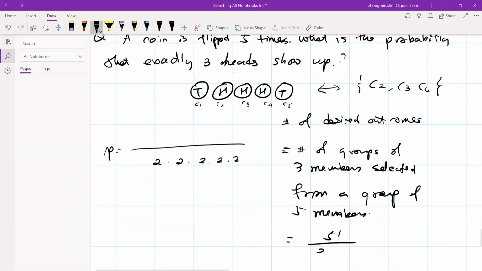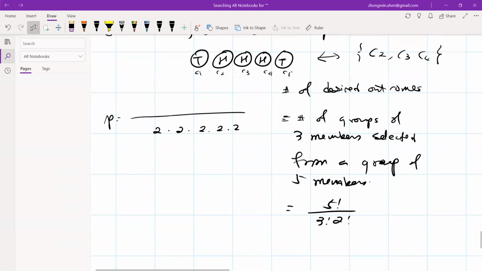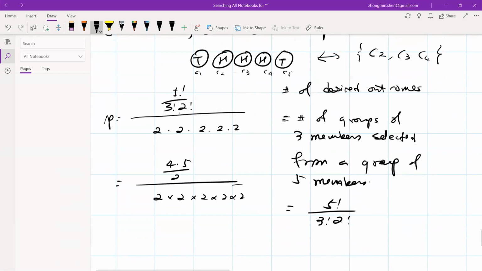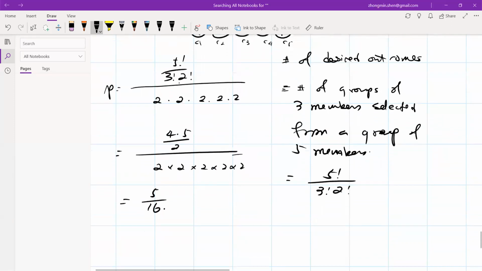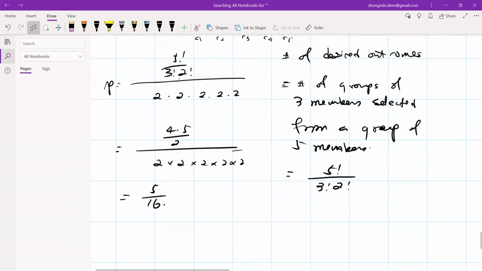So this will be 5 factorial over 3 factorial times 2 factorial. This is the formula we use to count the number of groups of 3 members selected from a group of 5 members. Let's simplify it. 5 factorial over 3 factorial is 4 times 5, divided by 2. And the denominator is 2 times 2 times 2 times 2 times 2. So the 2s cancel out, and this will be 5 over 16. So 5/16 is the correct answer.